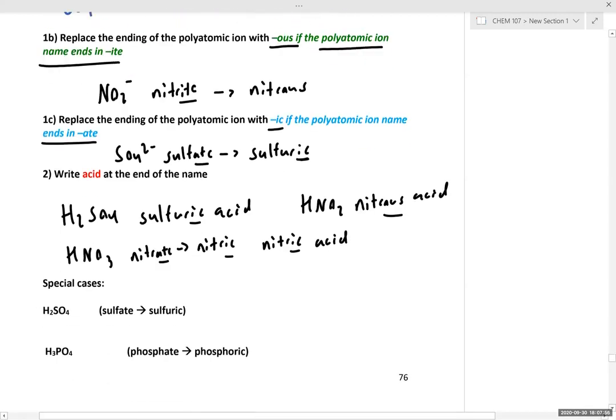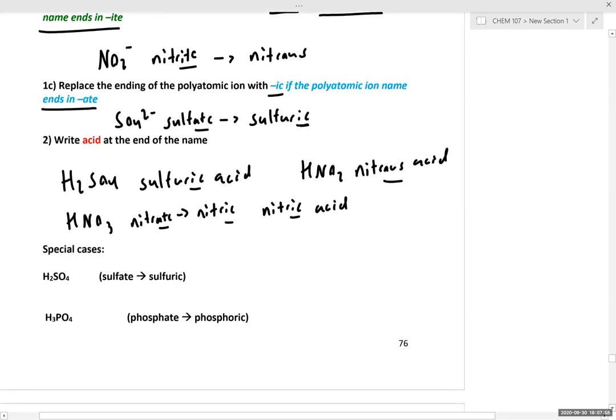Let's look at some special cases. So sulfate turns into sulfuric, phosphate turns into phosphoric. These are just some exceptions that you need to know and just be aware of.